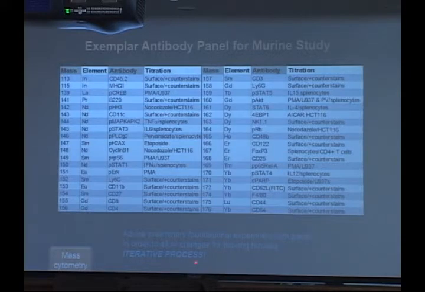So the first experiments, and that takes time, will allow you to tweak the panel. Panel design is an iterative process, and hopefully you're not too far down the line when you think, oh my God, there's something even more interesting.